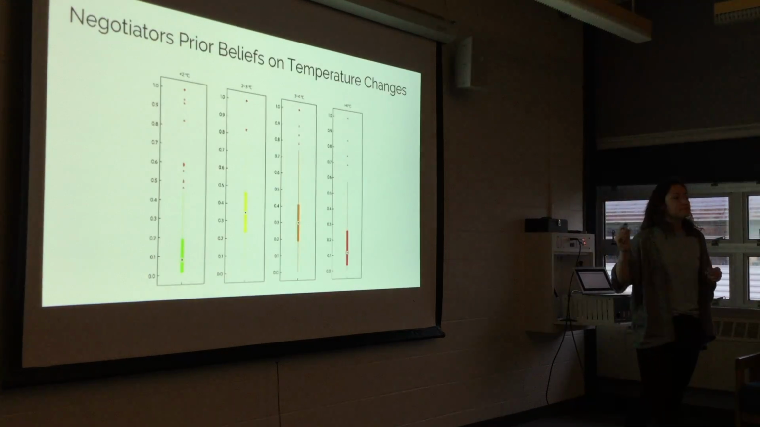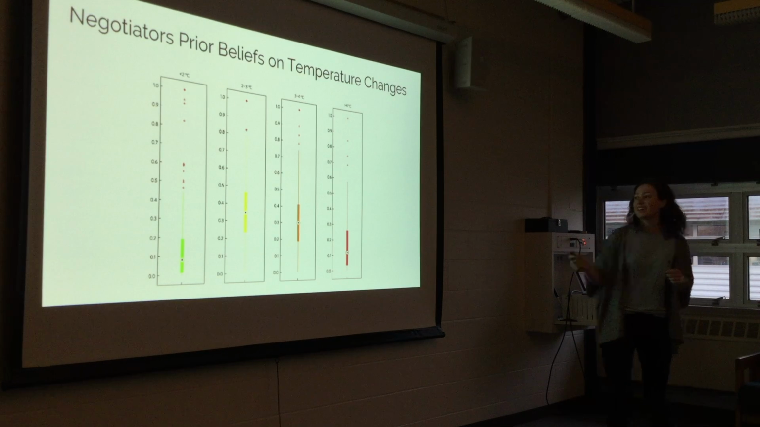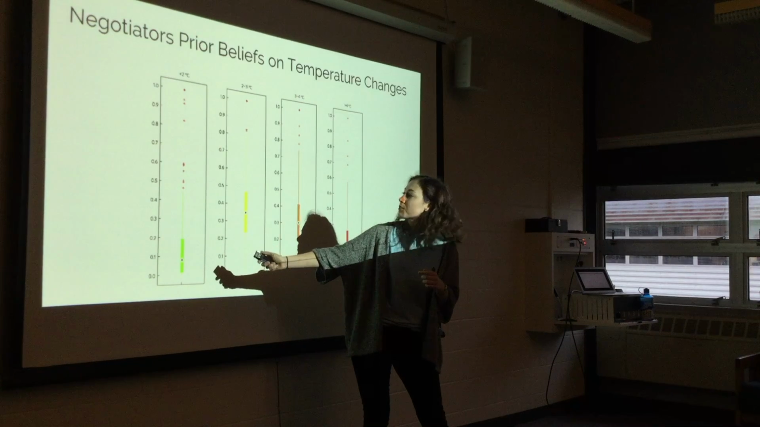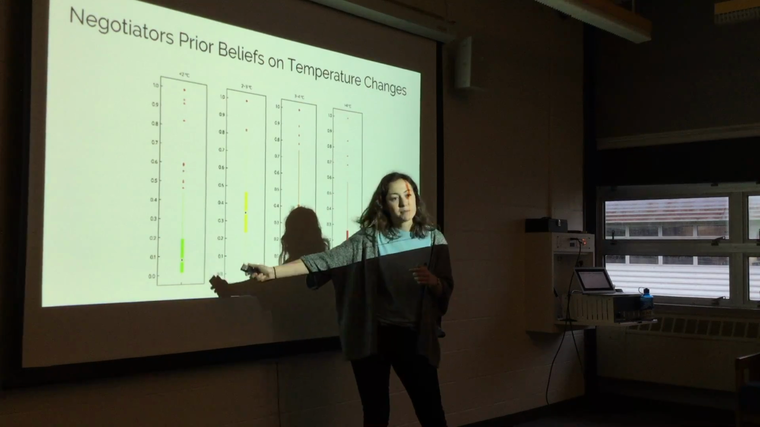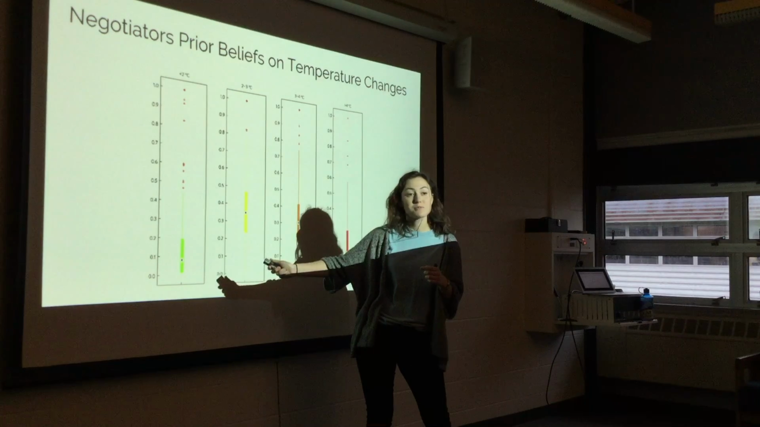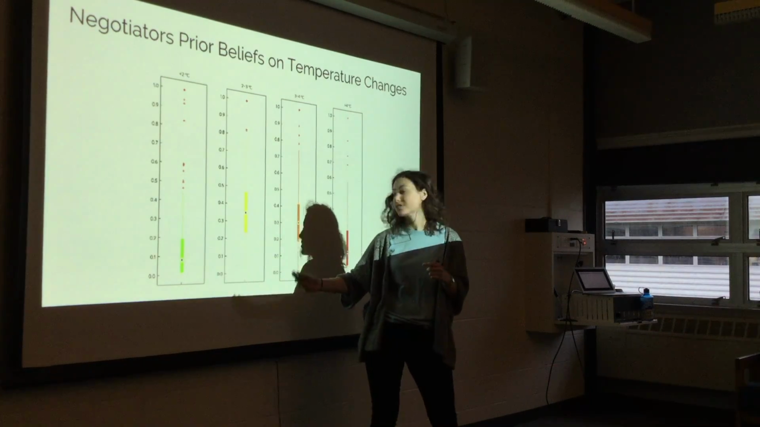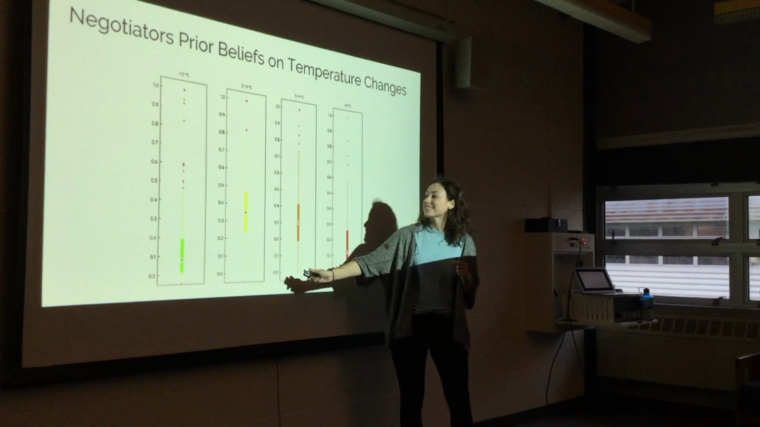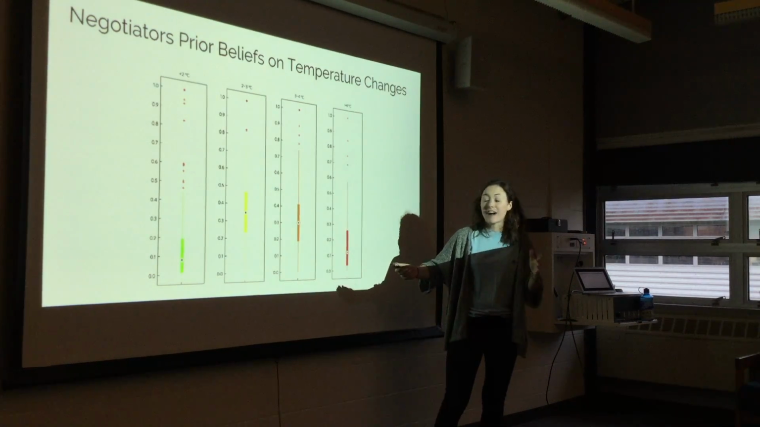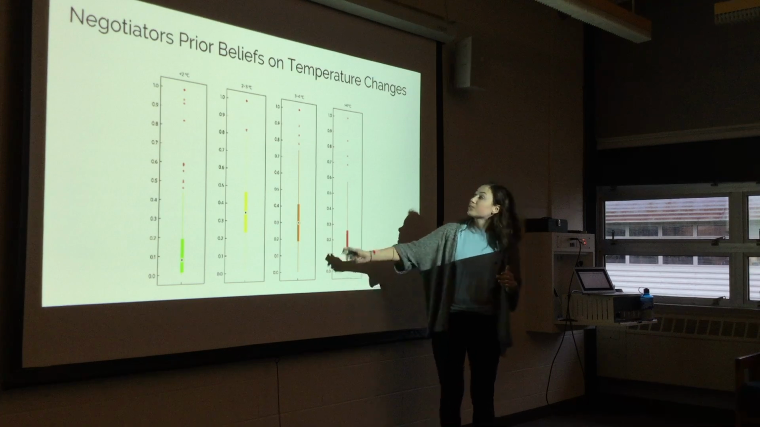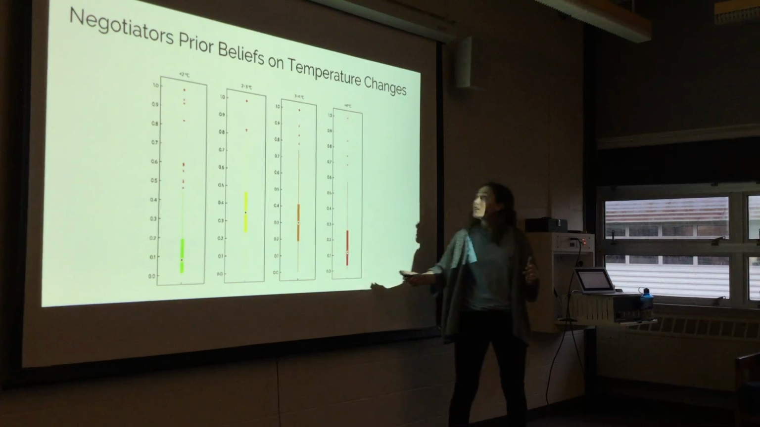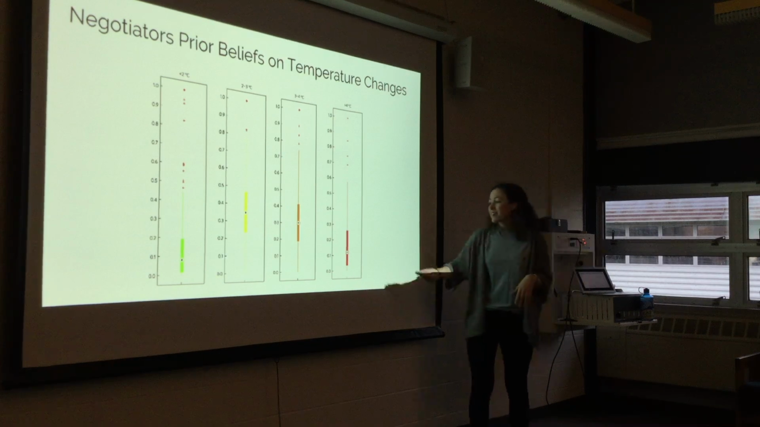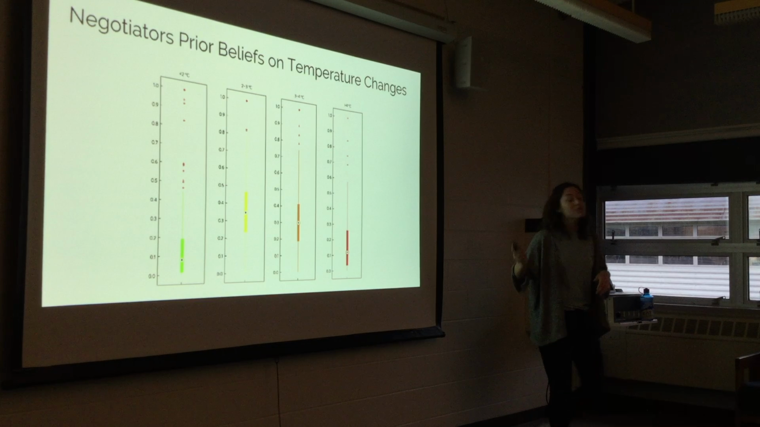So these are the negotiators' prior beliefs on temperature changes. If you see here, this graph is just over 2 degrees Celsius, and around 10% of the negotiators thought that the temperature will rise by 2100 just over 2 degrees Celsius. Over here is 2 to 3 degrees Celsius, which is around 35% of negotiators. 3 to 4 degrees Celsius is around 30% of negotiators. And just under 4 degrees Celsius is around 10% of negotiators. Who was in the study?